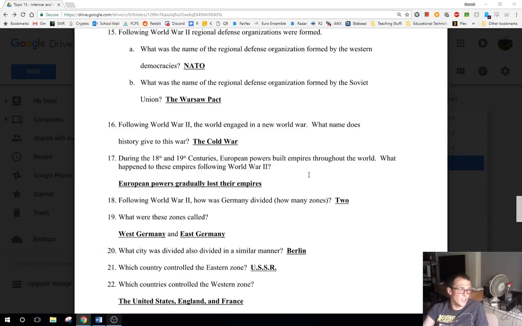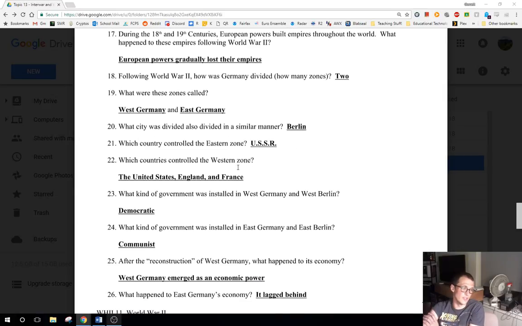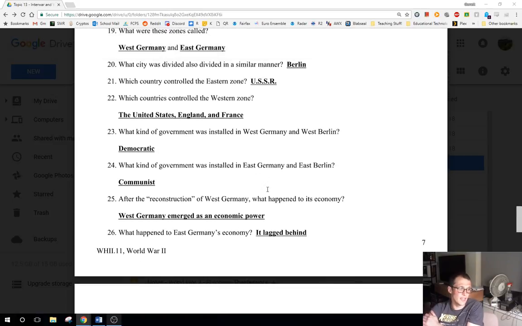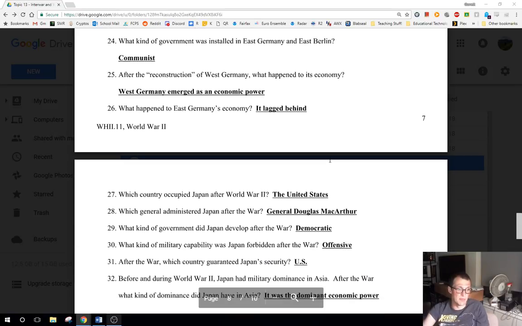So, anyway, the country that is going to control the Eastern zone is the Soviet Union, and the Western zone is the United States, England, and France, right? So we have our democratic countries in West Germany, we have our communist country in East Germany, and with this injection of money from the Marshall Plan, you are going to get West Germany being sort of an economic power, right? And East Germany is going to lag behind a bit, right?